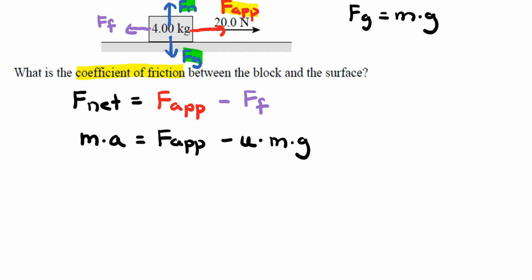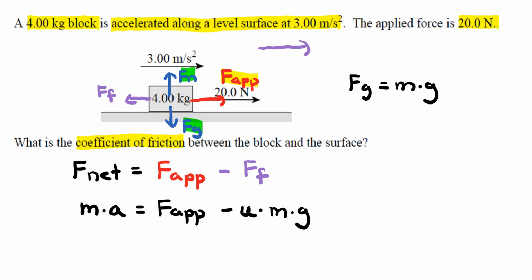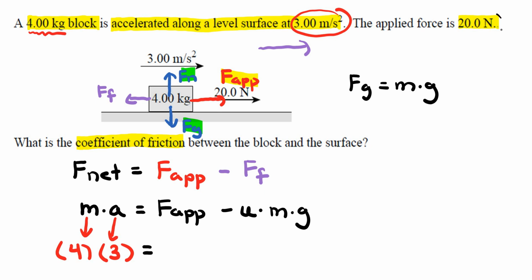There's my equation there. And now we need to go to the problem and just grab all the numbers that we need here. So let me go back to the problem. I know the mass is 4 kilograms. So if I go down here, the mass is going to be 4. The acceleration here is 3.00, so my acceleration here is going to be 3. So 4 times 3 equals the force applied. Well, the force applied is going to be 20 newtons.